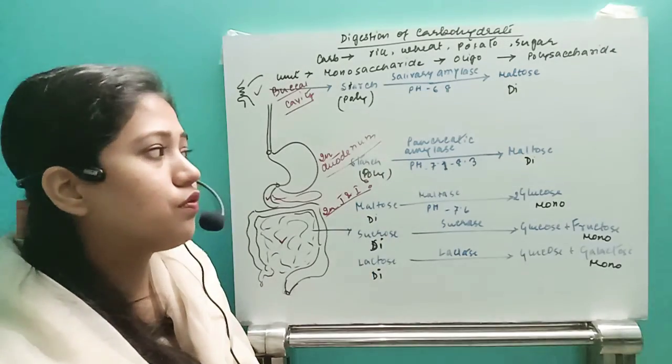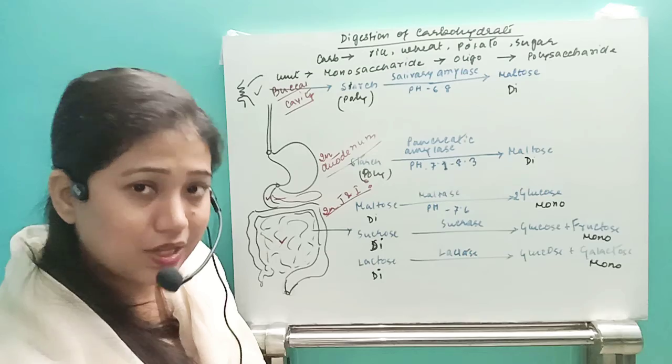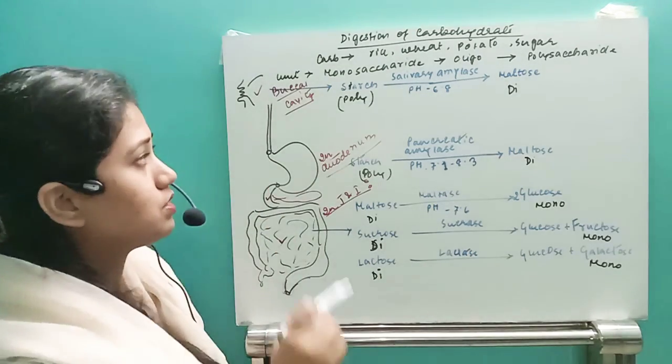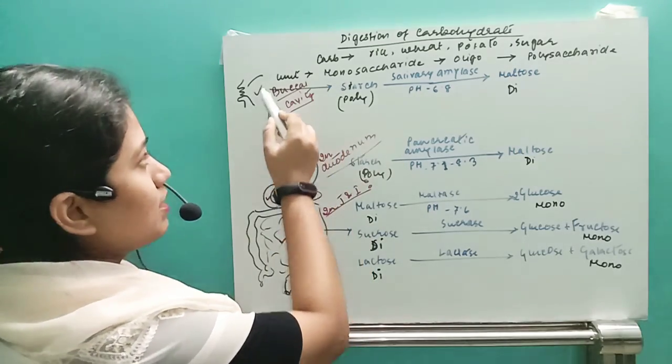So let's just see first of all where all the types of food will be digested, right? First of all, just see in the buccal cavity what happens. The starch will be acted upon by the salivary amylase.